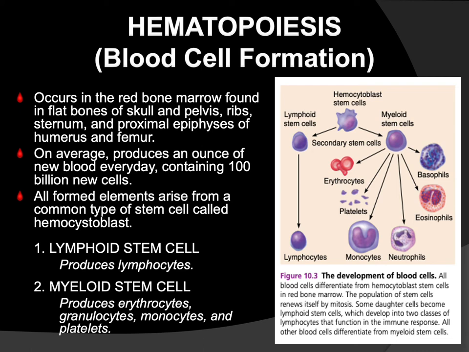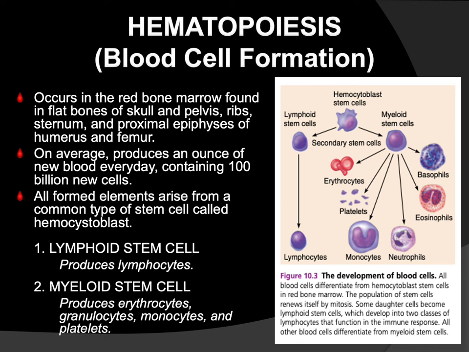At lahat ng formed elements, what are the formed elements? RBC, WBC, and platelet. They arise from a common type of stem cell called the hemocytoblast. In the photo, we see the hemocytoblast stem cell. Now, there are two types of hemocytoblast stem cells, the lymphoid stem cells and the myeloid stem cells. Ang mga lymphoid stem cells nagpo-produce siya ng lymphocyte, while the myeloid stem cells produce all the rest of the formed elements, which are the RBCs, the WBCs, except the lymphocytes, and the platelets.